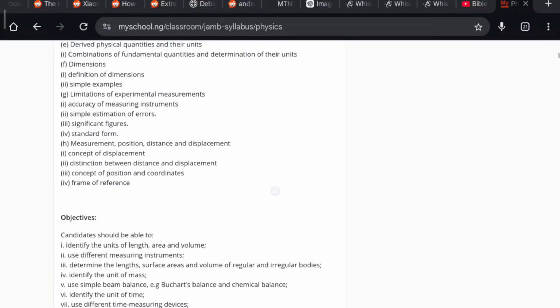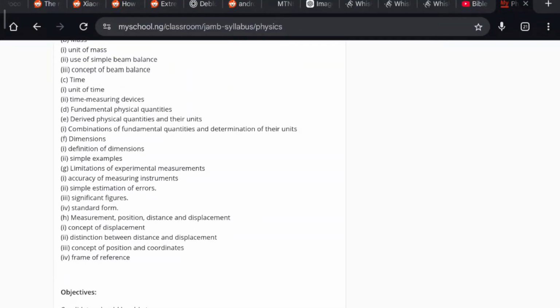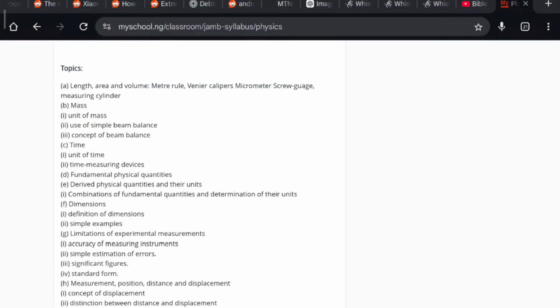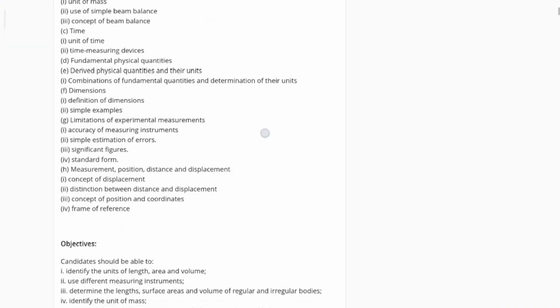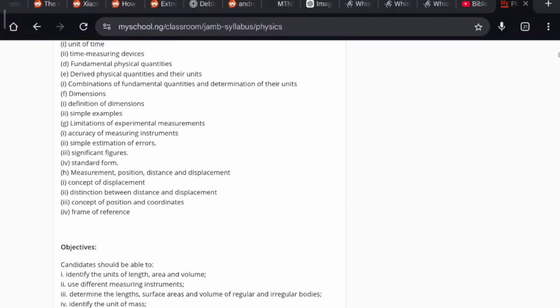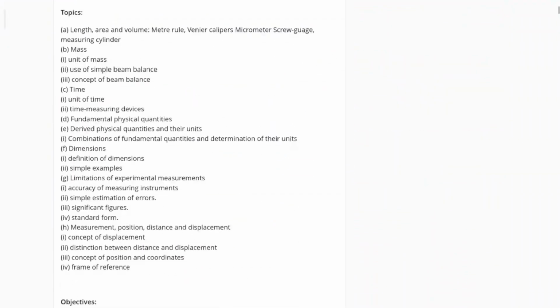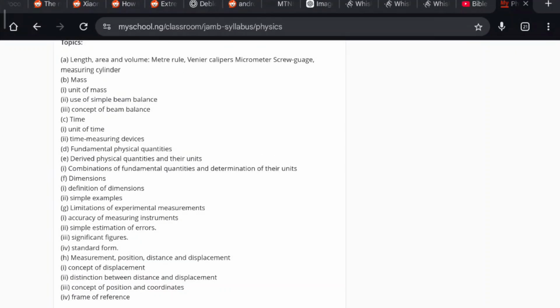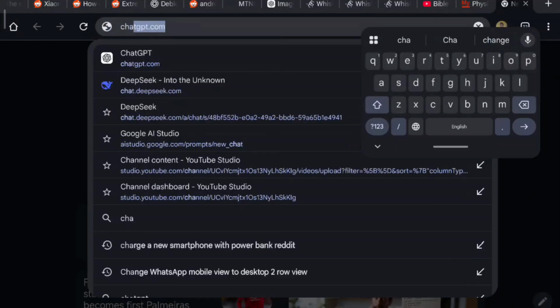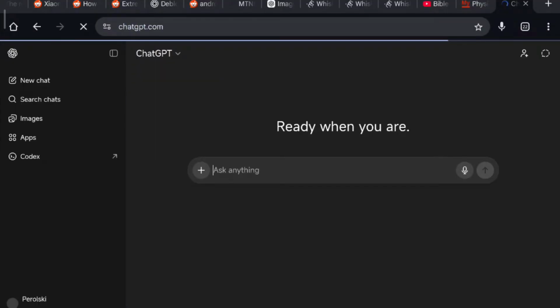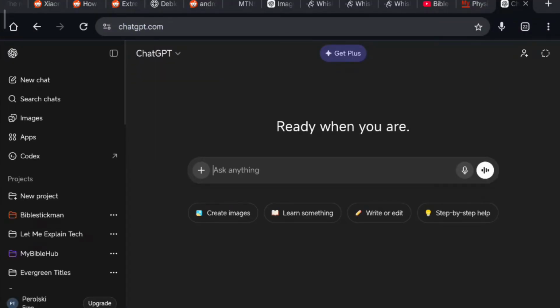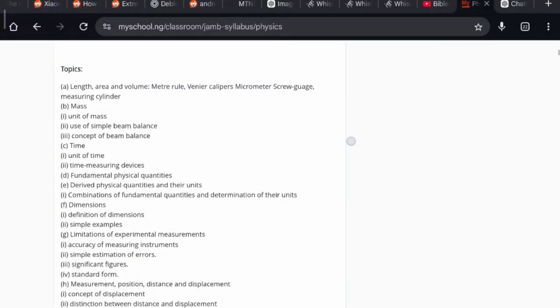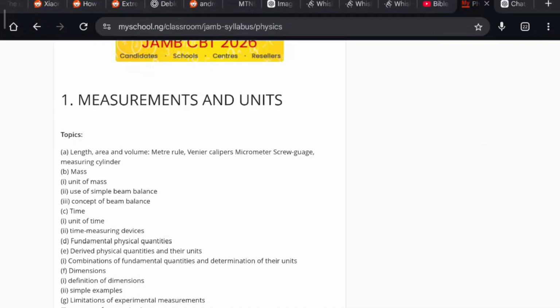The steps are: number one, you open your browser. Let's assume you're using Chrome browser or whatever. Then you can type chatgpt.com. Hit enter, and once it has opened, you can now give it a set of instructions, as you can see being displayed on your screen.